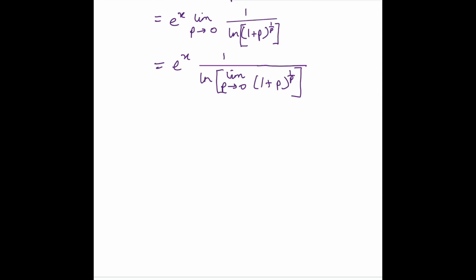Okay, now hopefully this should be screaming a letter to you. Is it e? I hope so. And if you're thinking that, you are definitely correct. So you're going to get ln of e. Now, do you remember what we said at the start? ln and e are inverses of each other. So it's just going to equal 1. So we get e to the x times 1 over 1, which just leaves us with e to the x.